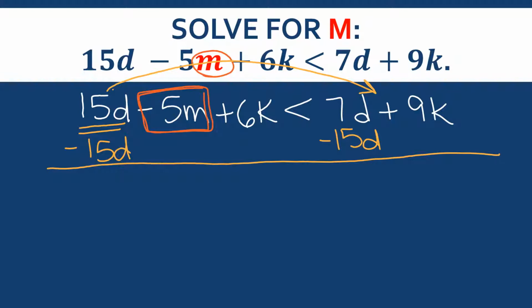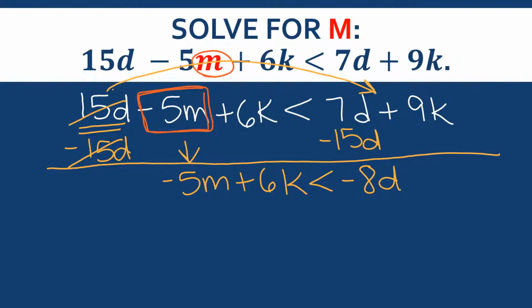All right, so 15d and 15d cancel. And I can bring down my -5m, my plus 6k. Okay, now we're doing 7 minus 15 gives us -8d, and then we can bring down the plus 9k. Now, you can't add these terms together yet, because they're all different, but we're almost there.